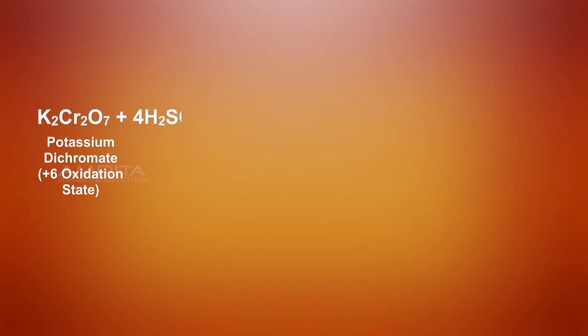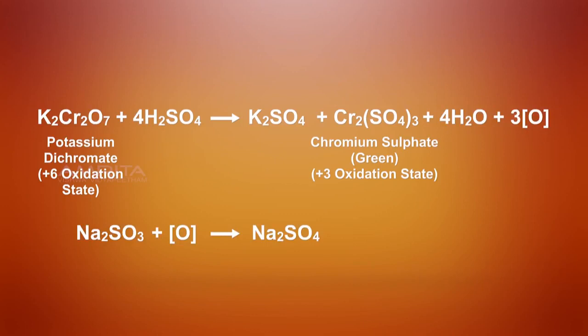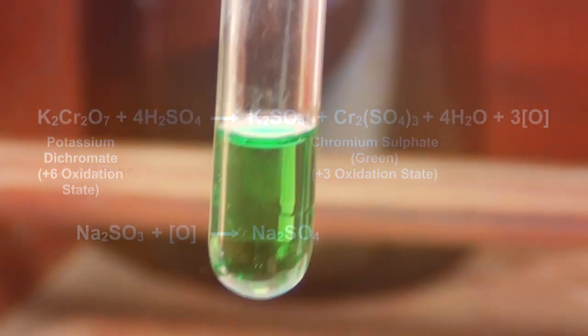In presence of acid, sulphite reduces chromium in potassium dichromate from +6 to +3 oxidation states, and sulphite undergoes oxidation to form sulfate. Chromium in the +3 oxidation state gives green color to the solution.